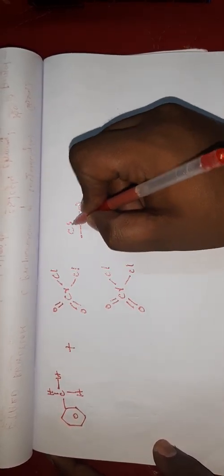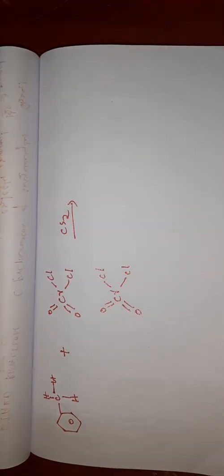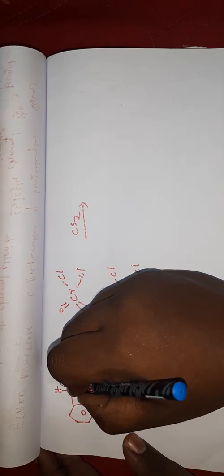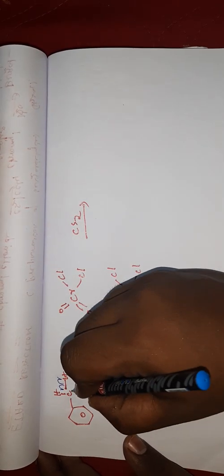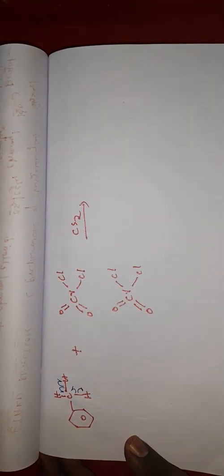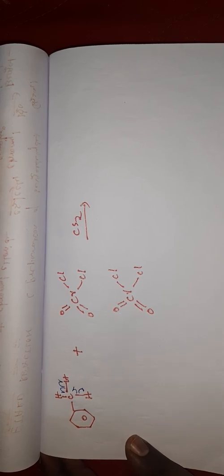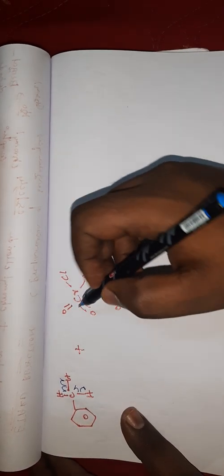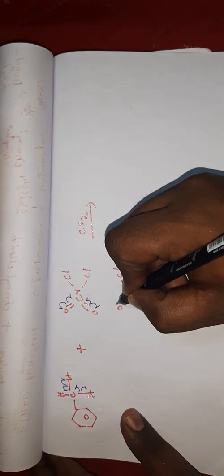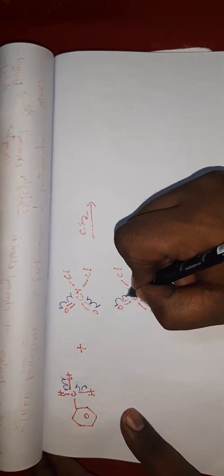In the presence of CS2, what happens here? The bond between carbon and hydrogen undergoes homolytic fission. Homolytic fission means each carbon and hydrogen has an unpaired electron, and the chromium and oxygen also undergo homolytic fission, the bond breaking between oxygen and chromium. Here also, oxygen, chromium, oxygen and chromium.